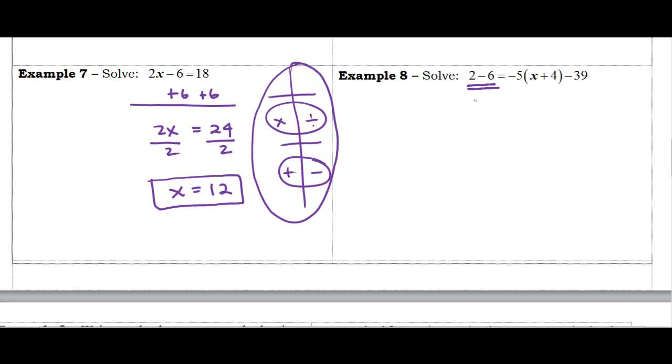Let's start simplifying. We have some like terms here. What do I get? -4. We have some parentheses here. What do I get? -5x minus 20. Okay, and that minus 39 just waits its turn, right? I still have some like terms here to simplify. I'll copy this. I'll copy this. And what is -20 minus 39 more? -59, right?